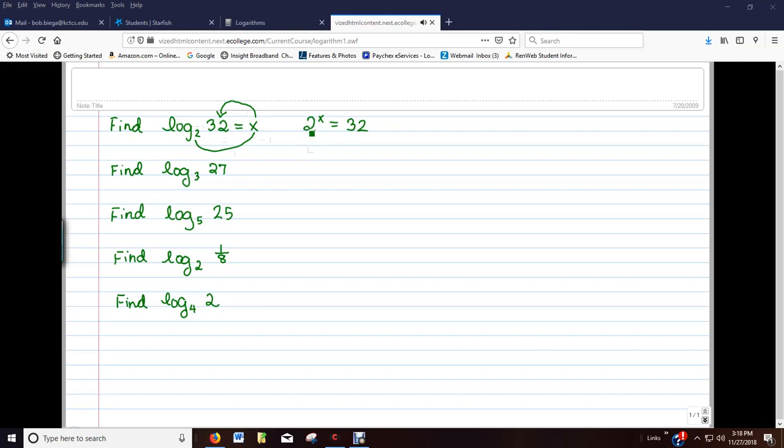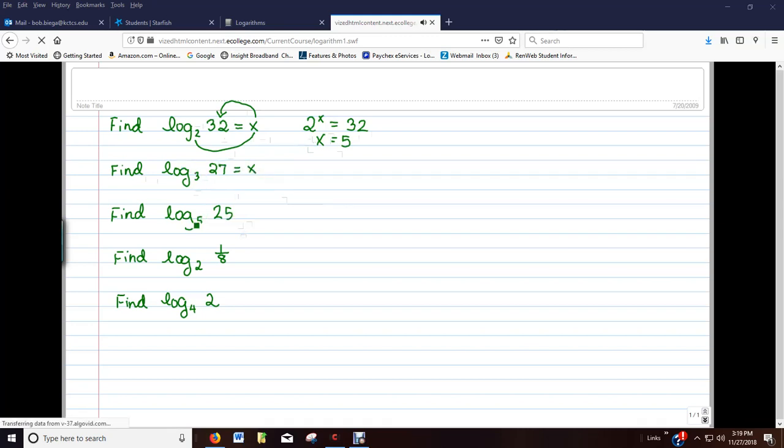Now, if we think about it, 2 to what power equals 32? Well, 2 to the second is 4, 2 to the third is 8, 2 to the fourth is 16, 2 to the fifth is 32. So we need 5.